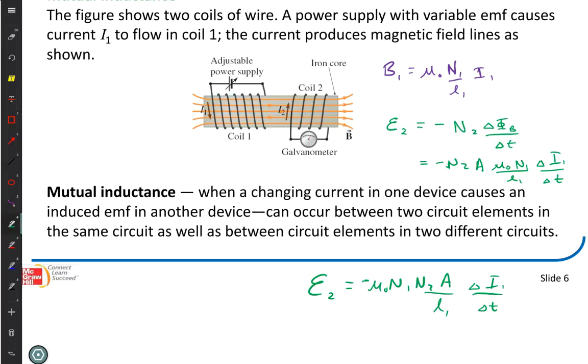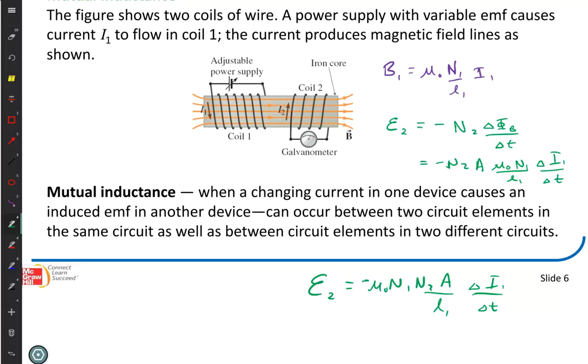So that's the relationship between the voltage that's induced in the second coil and the current that's going through the first. Now here's something really, really important. If I have a constant current, how much voltage am I going to induce in that second coil? Zero. Because I have to have a change in magnetic flux to induce voltage, and to have a change in magnetic flux, I'm going to have a change in the current going through the first one.